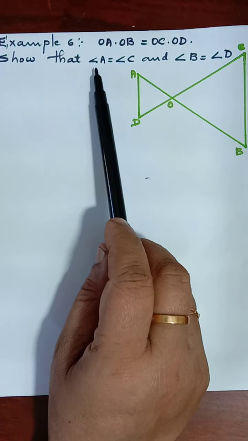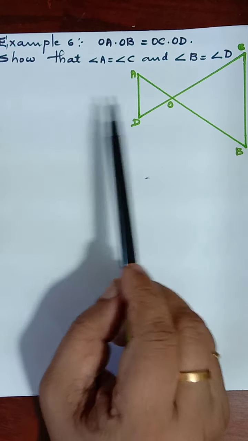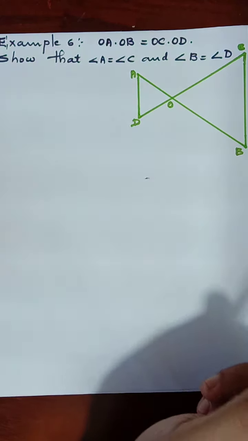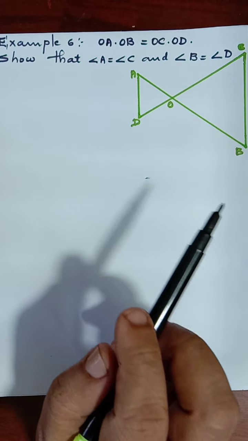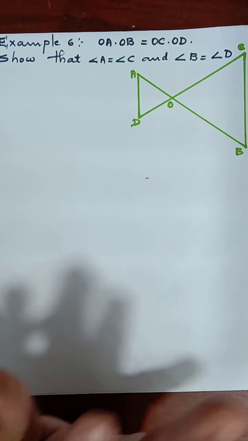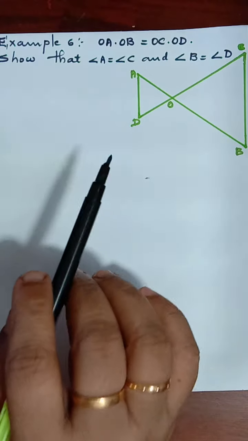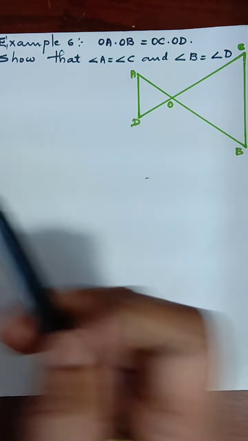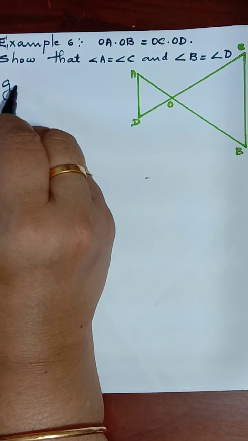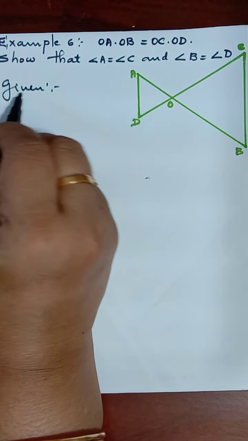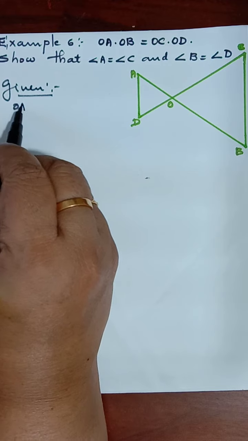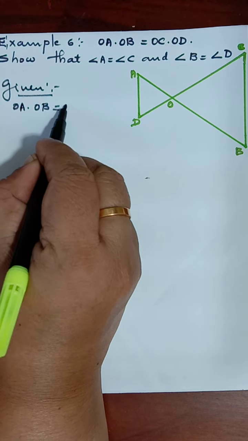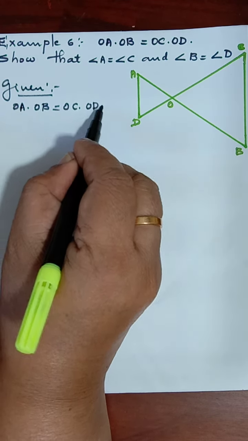To get two corresponding angles equal, first we have to prove that these two triangles are similar. If two triangles are similar only, we can say that two angles are equal. So from given we have to start now. What is given? Given OA into OB is equal to OC into OD.